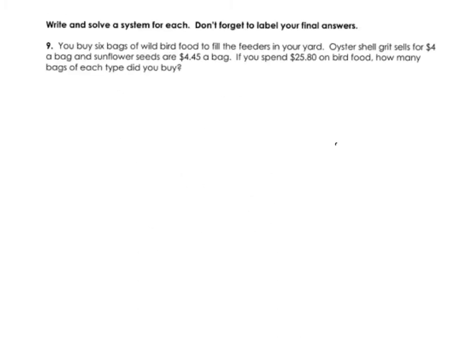On number 9, they're asking us to write and solve for each story problems. This takes us back to our applications. You buy 6 bags of wild bird feed to fill your feeder in your yard. Oyster shell grits cost $4 a bag, and sunflower seeds are $4.45 a bag. You spend $25.80 on bird food. How many bags of each did you buy?